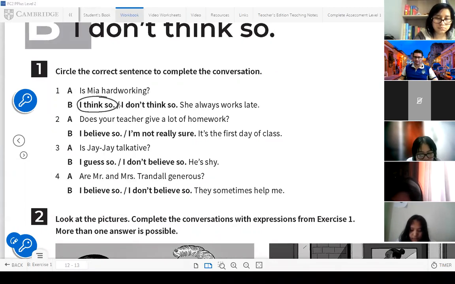For example, dice, is Mia hardworking? Dice aquí, ¿cuál tengo que elegir? I think so or I don't think so. Tengo que guiarme de la oración que continúa, ¿no? Dice, she always works late. Entonces, si yo tengo esta afirmación que ella siempre trabaja hasta tarde, ¿no? She always works late. Entonces, definitivamente, pues, el answer será, I think so.